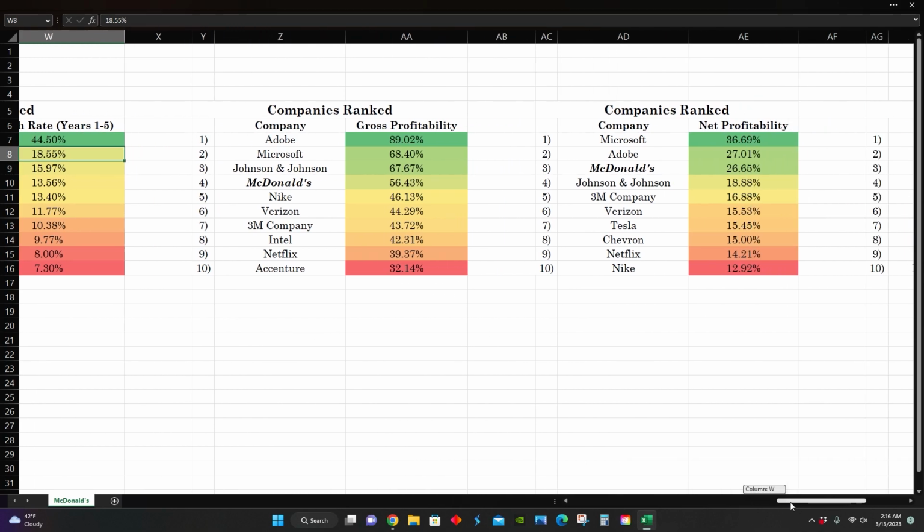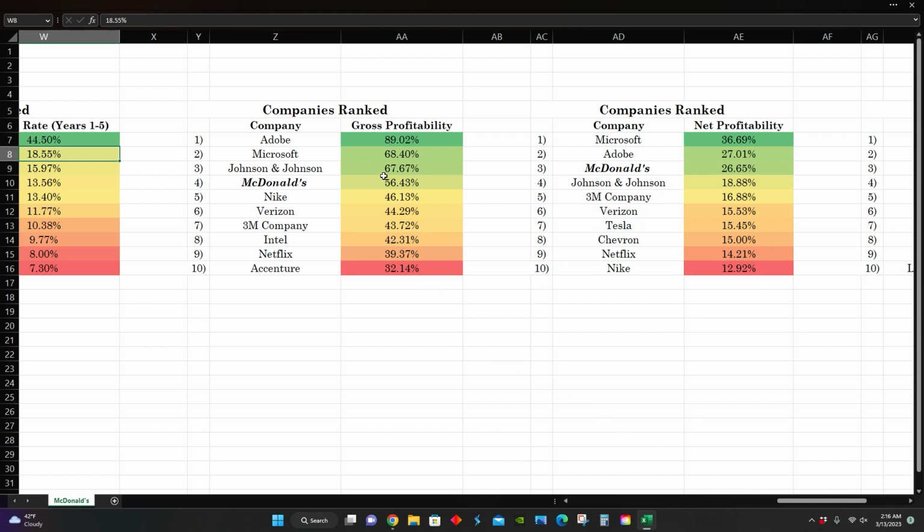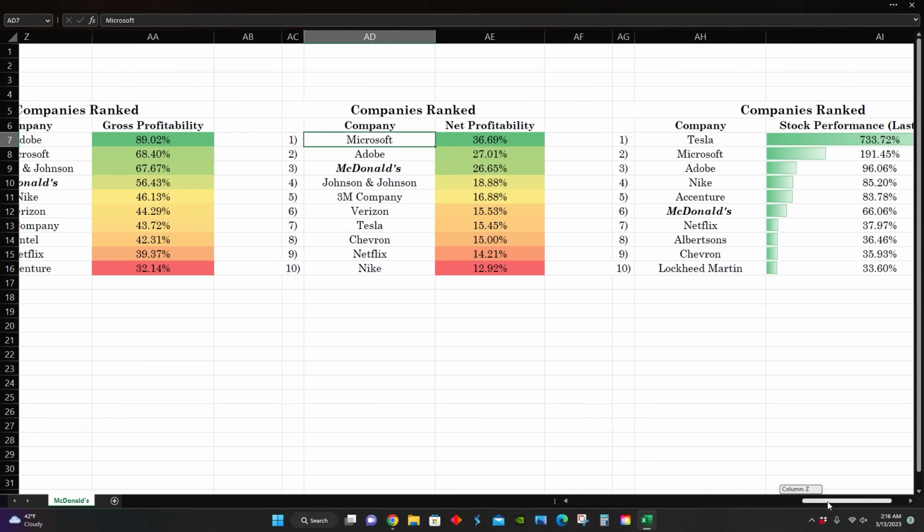In terms of profitability ratios, we can see McDonald's does get on the board here, actually beating out a lot of the other companies we've looked at in past videos. They had a 56.43% gross profit margin and a 26% net profit margin. So they're right behind Johnson & Johnson in gross profit and right behind Adobe in net profit. Adobe still holds the number one spot in terms of gross profit. Nobody has been able to knock Adobe off of the number one spot. And then Microsoft is holding the number one spot for net profitability.